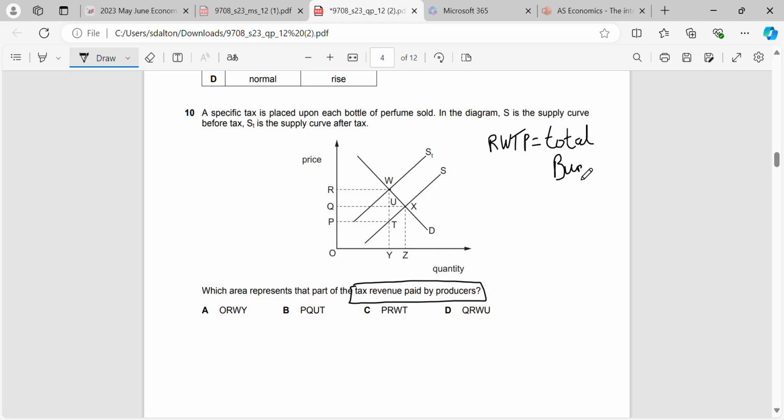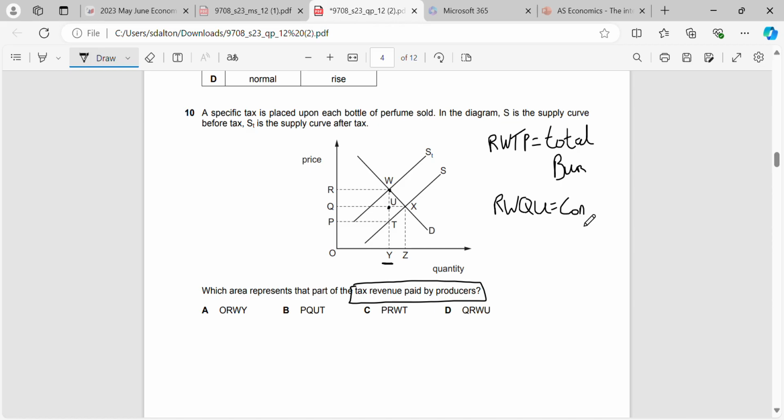So total burden. The burden that is borne by the consumer is the difference between the price they're paying now and the price they were paying previously, at the new level that is the quantity that's traded. So that would be WQU, that would be the consumer burden.